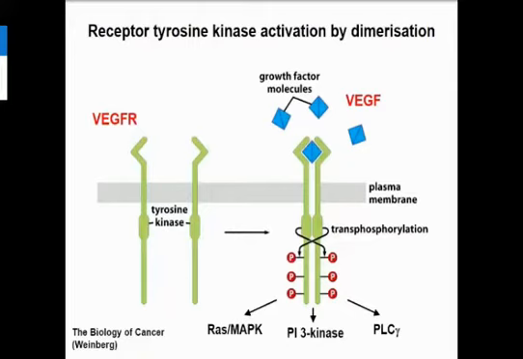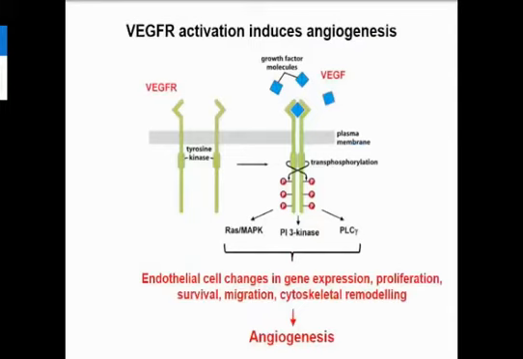We get transphosphorylation of tyrosine residues in the cytoplasmic tail of the kinase by the kinase domain, and this leads to a whole load of signaling pathways that I'm not going to get into: the RAS-MAP kinase pathway, PI3 kinase, and phospholipase C-gamma. And all this culminates in various changes in gene expression, so various transcription factors are activated. We get proliferation of the cells, increased survival, increased migration, remodeling of the cytoskeleton, all things you need to do to get this process of angiogenesis going.